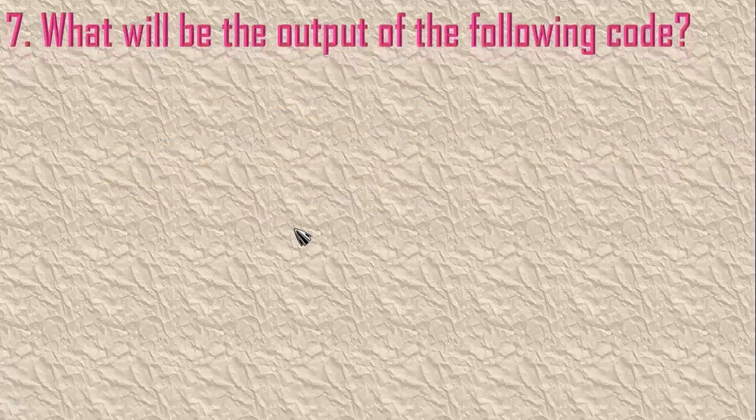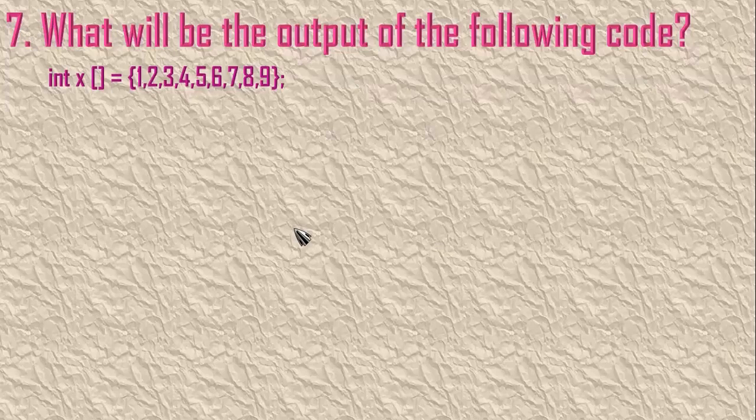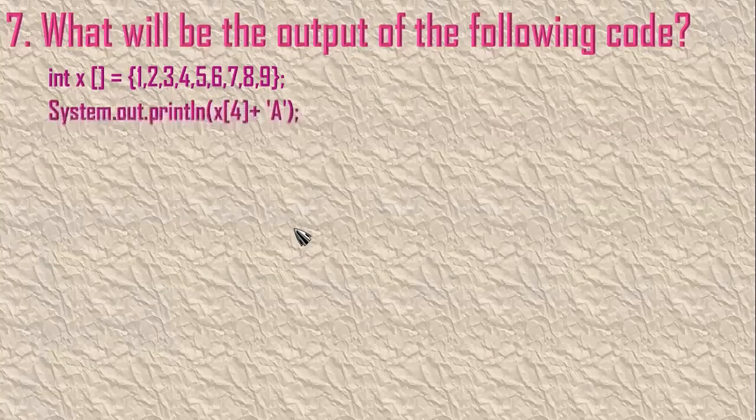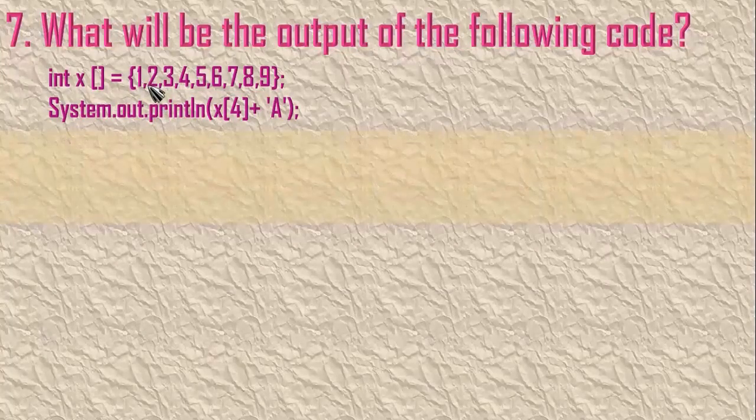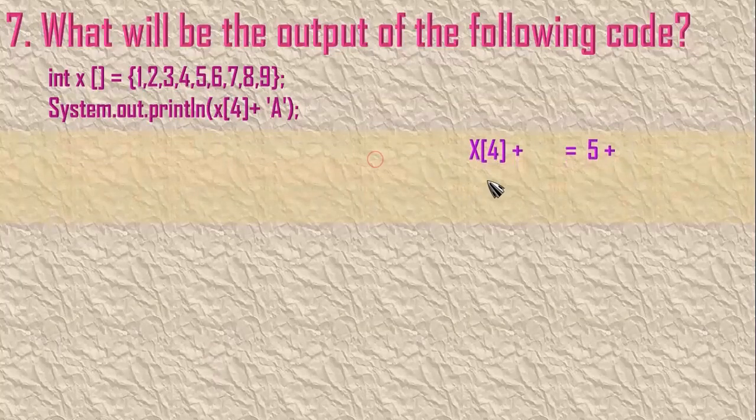So next question. What will be the output of the following code? So again an integer type array x is given. The values are given from 1 to 9. So it will print x[4]. So 4 is the index number. So at 4, what is there? 0, 1, 2, 3, 4. So at 4, 5 is there.